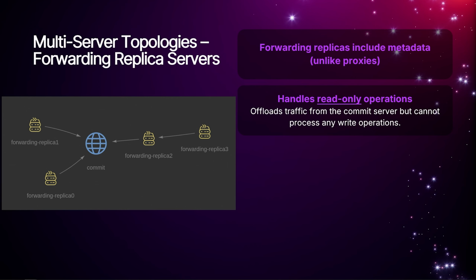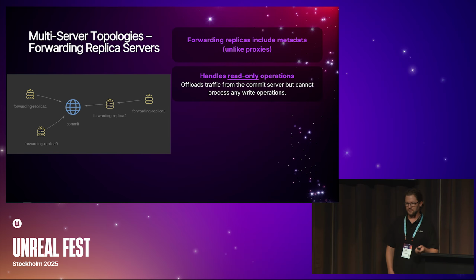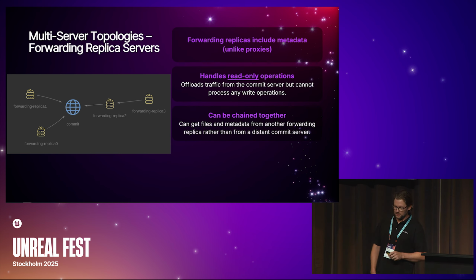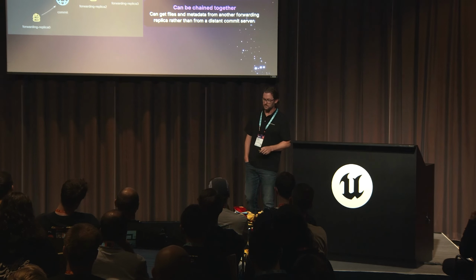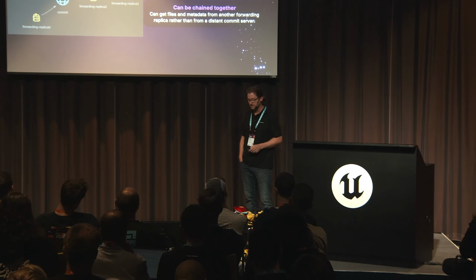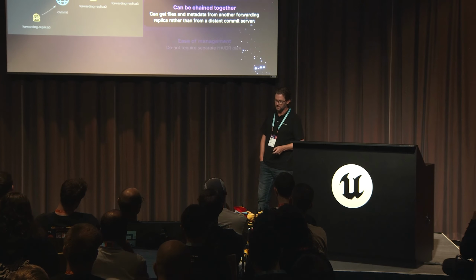So things like sync and submit and others and revert are not going to be handled through that forwarding replica itself. It's still going to have to go to the upstream and do some coordination. So you won't benefit from all things, but read-only operations will benefit. You can chain them together. As shown in this picture, the forwarding replica 3 and 2 are chained together. The 3 is chained to 2, which is chained to the commit or the standard server. It is possible to do that if that is something that you find value in.